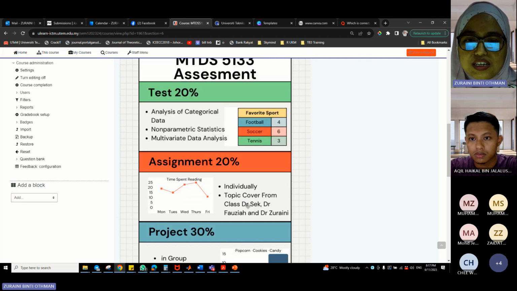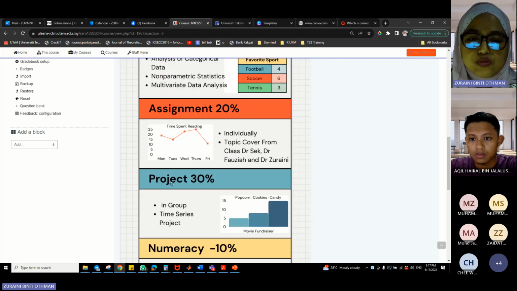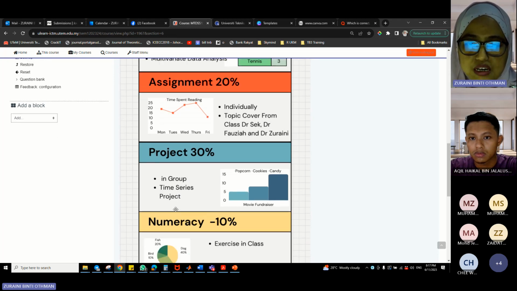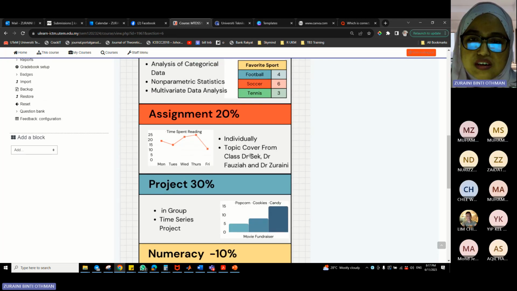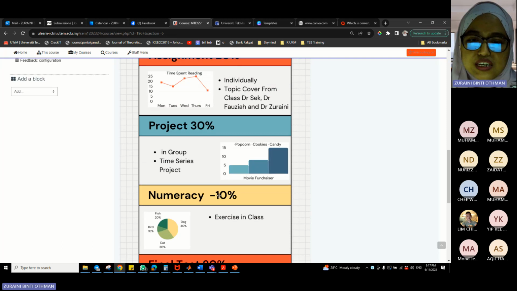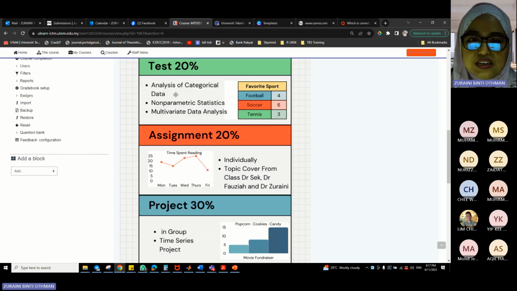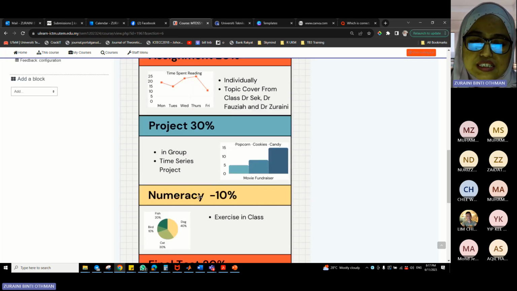Okay, so after that, we also have the project, 30%. The project is in a group and consists of a time series project. Actually, the data beside the notes is not related. Okay, this is the carry mark, which is 20, 20, 40, 70. And this numeracy is also carry mark. It is an exercise in class. Later on Dr. Fauzia will cover it. It is like an exercise in a class.